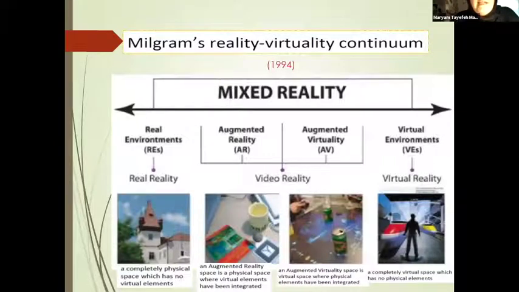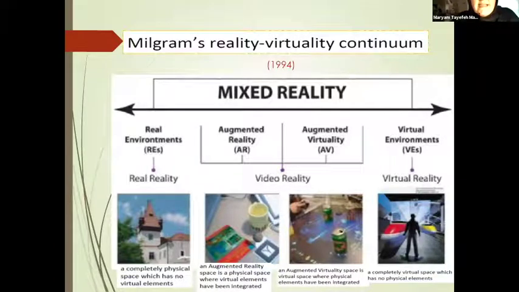Let's see what the reality to virtuality continuum is. In 1994, Milgram provided a continuum from reality to virtuality. As you can see in this picture, from one direction on the vector, you can see the real environment, a space which has no virtual elements; all things are physical. On the opposite side of the vector, you will see the virtual environment that we call virtual reality, a space which has no physical elements inside it. But in between, we have mixed reality, which, as you can see here, includes augmented reality and augmented virtuality as well.